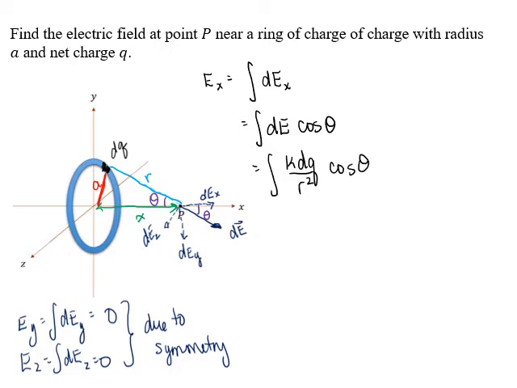What's our next piece we can fill in? Let's think about what r is. r is the hypotenuse of a right-angled triangle where the two legs are x and a. That tells us that r squared equals a squared plus x squared, or r is the square root of a squared plus x squared, (a squared plus x squared) to the 1/2. Okay, what about cosine theta? Cosine theta is adjacent over hypotenuse. It's x divided by r.